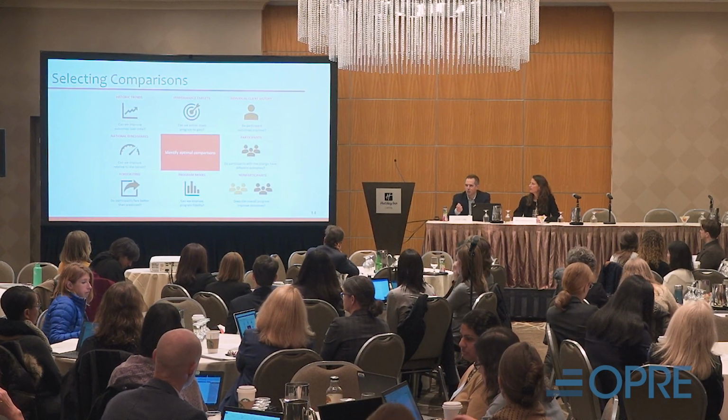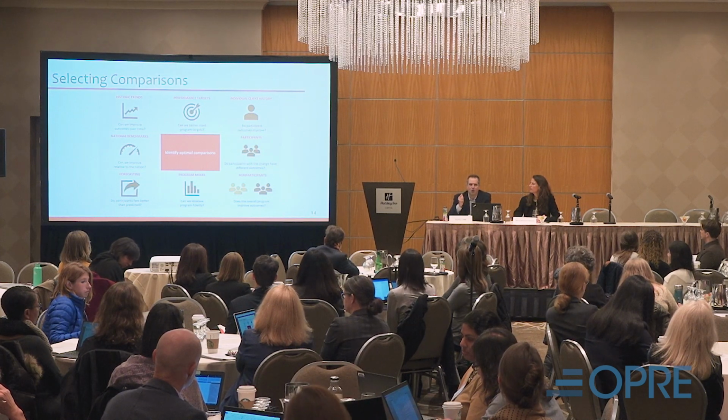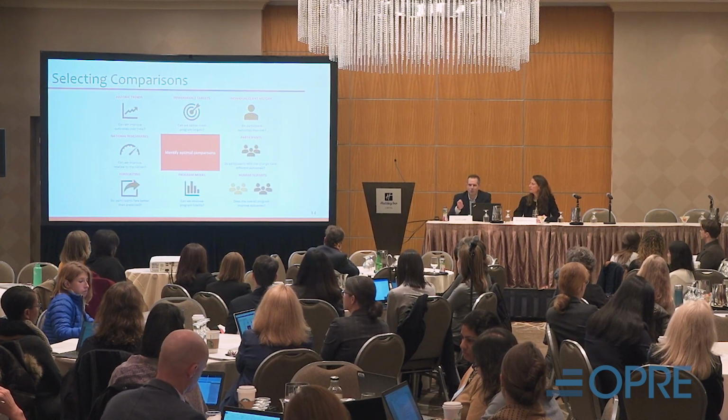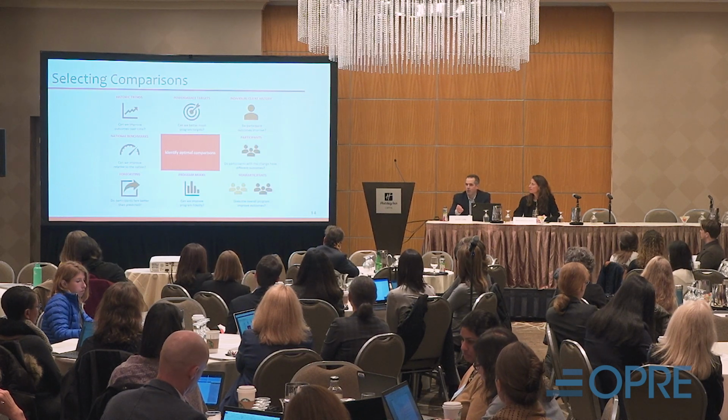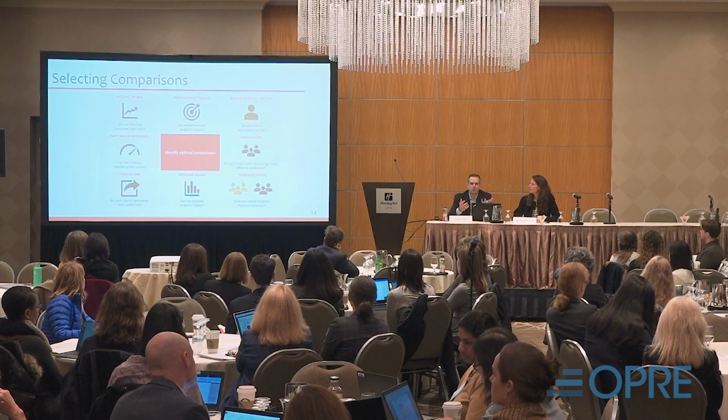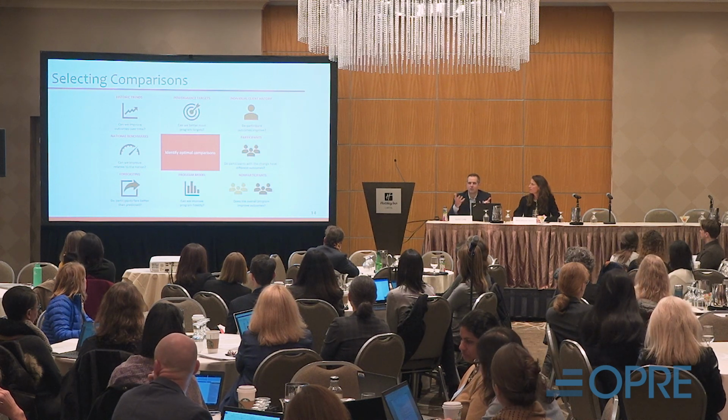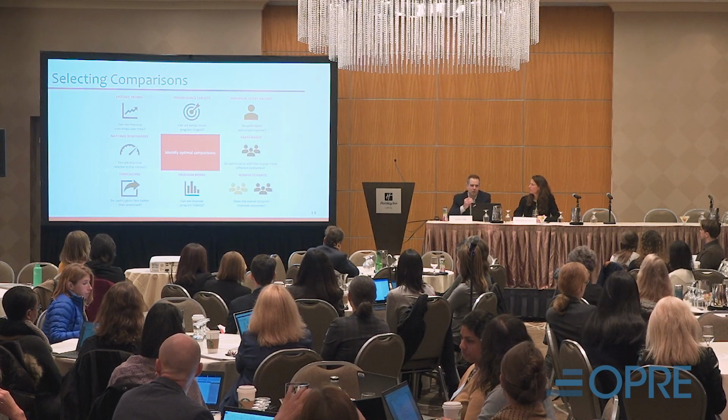You can look at national benchmarks. Are we more like our peers? Are we more like other states after we implement this change? You can look at other participants in the program. So do participants with the change have different outcomes than participants without the change? You can use forecasting. After we implement the change, do people do better than we would predict they would do?